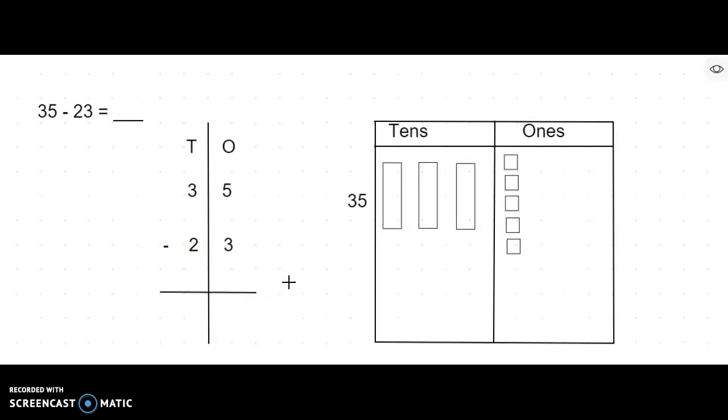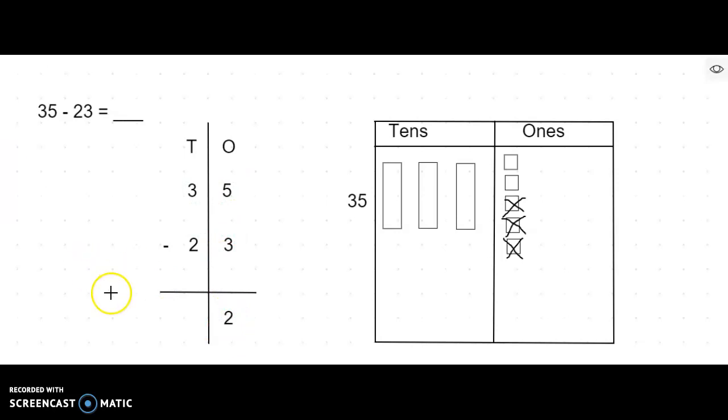Just like with addition, we start with our ones. So I have 5 ones to start with. I am taking away 3 ones. So what I'm going to do is cross those 3 ones out on our picture chart. Ready? 1, 2, 3. Let's see. I had 5 ones. I crossed out 3. I have 1, 2 ones left. 5 take away 3 is 2.